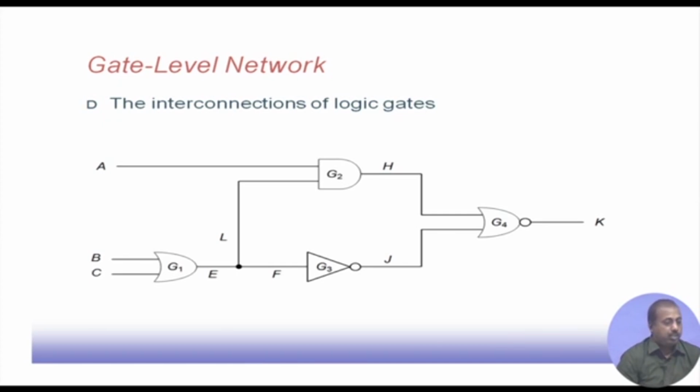Simulation models: the first one is the gate level network. We can think that my circuit is at gate level, so it is an interconnection of logic gates. Like this, here we have this circuit with 4 gates. That may be a gate level network.